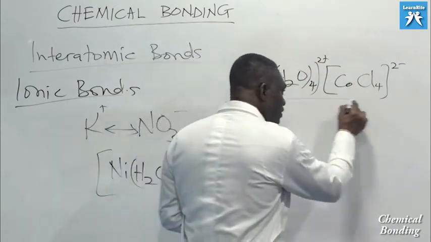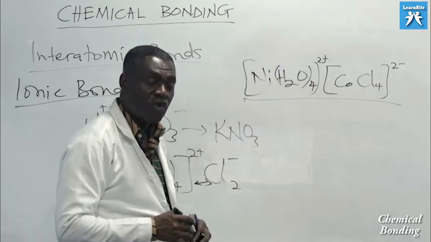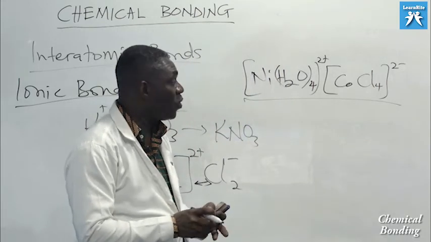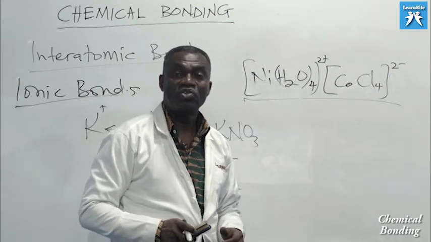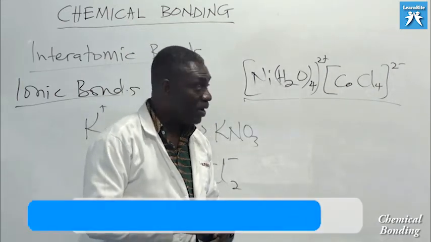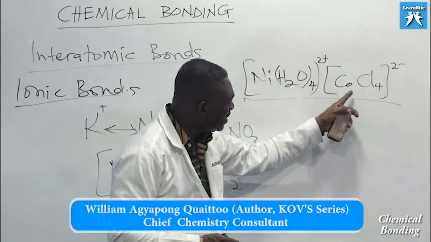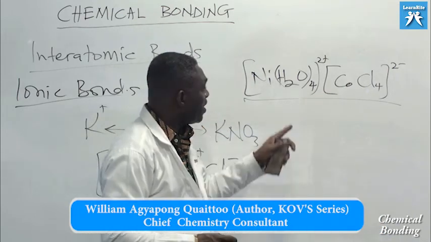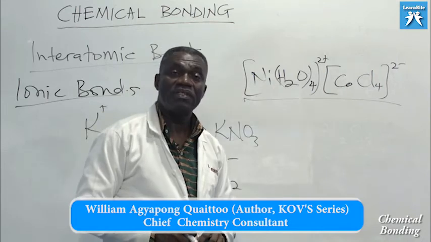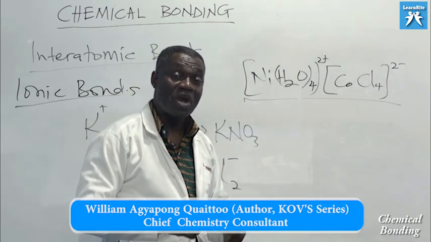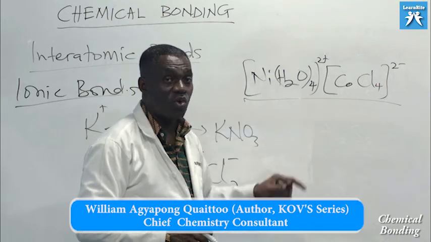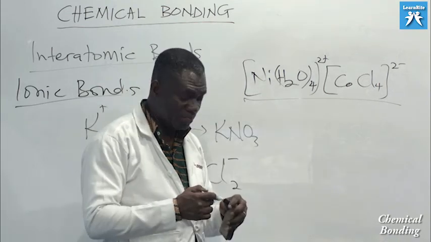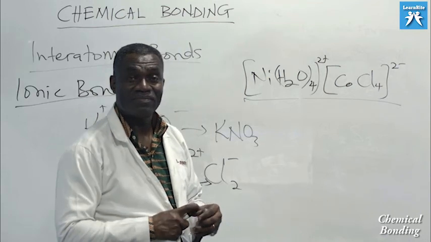This whole thing can form an ionic compound, where we have a complex cation combined with a complex anion. The bond existing between this and that is the ionic bond. But the bonds within these ones here, we will have to explain them. We are growing gradually. We'll be able to understand that these ones here are what we call coordinate covalent bonds. We'll get them. Thank you so much.